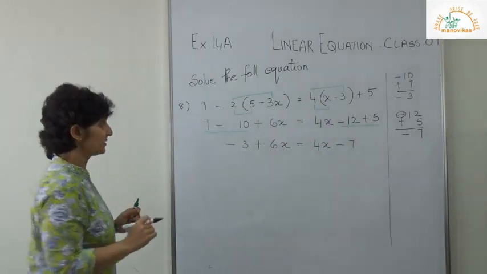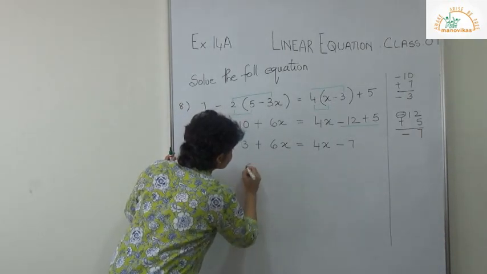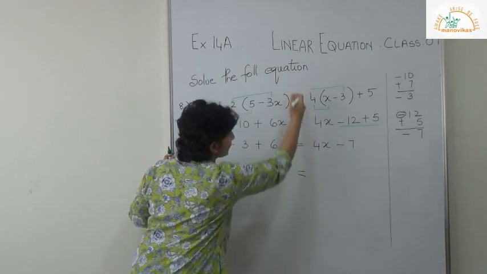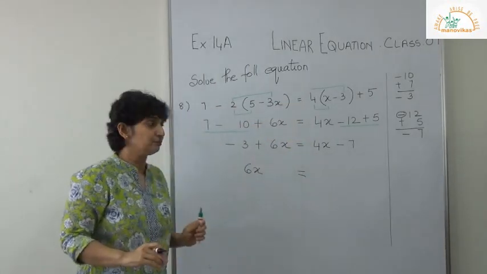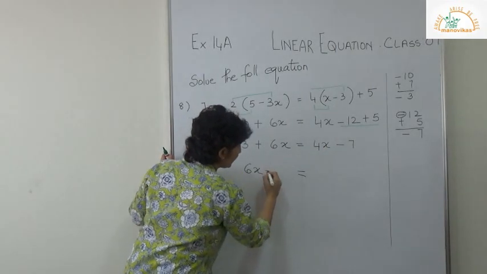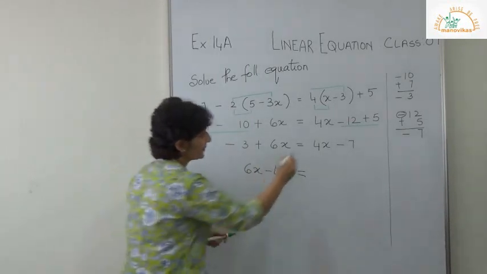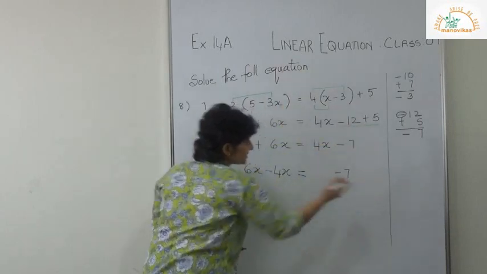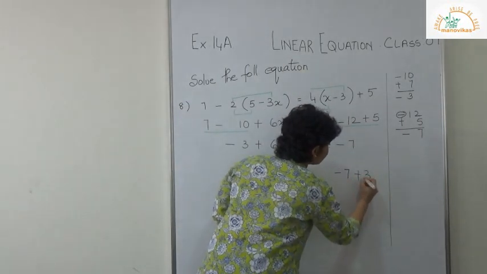Now let's bring the like terms together. I have 6x here. So 6x plus this equal to is here itself, children. Always learn to bring your equal to's one below the other. Plus 4x minus, when I bring this side, it becomes minus 4x. Correct? Then minus 7 is here. Now when I bring minus 3, this side of the equal to, it will become plus 3.